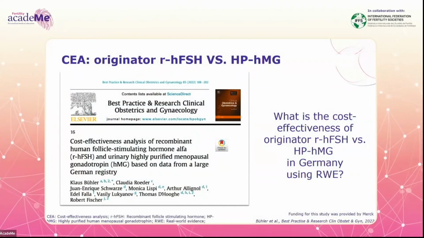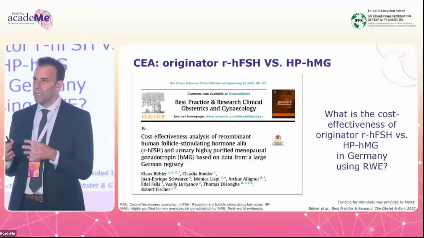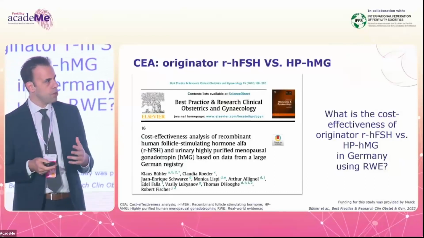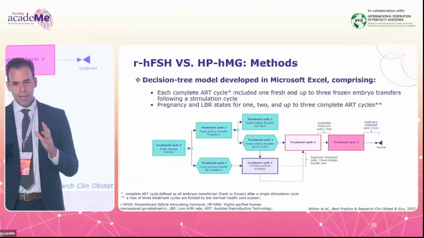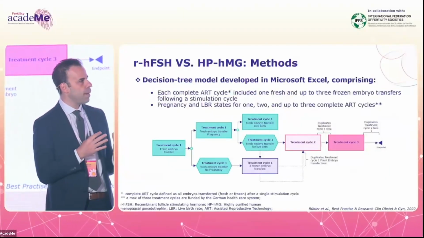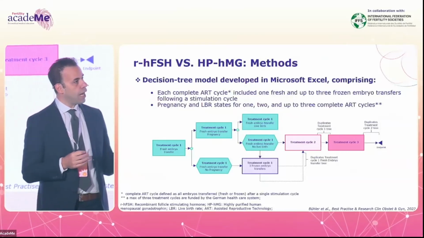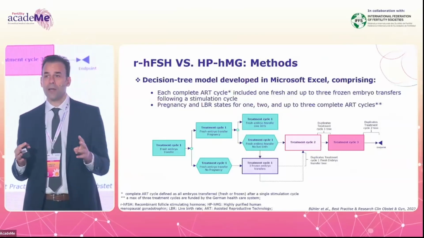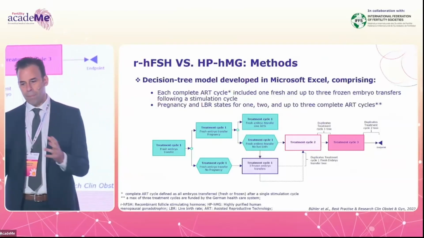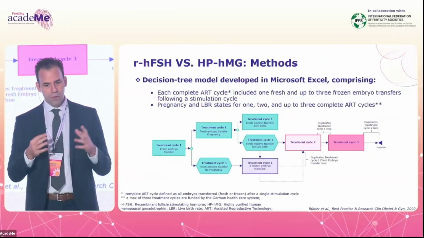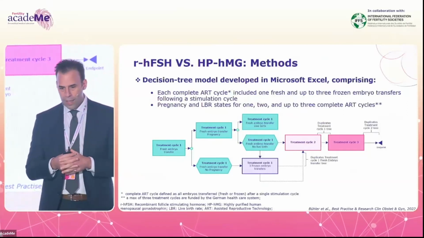a follow-up to a study they also performed on the same topic. And it is based on real-world evidence coming from Germany using the RecDate registry. And this cost-effectiveness analysis was based on a decision tree model which was developed to include up to 3 complete ART cycles. And by complete ART cycles, we mean at least 1 fresh plus up to 3 frozen embryo transfers following a stimulation cycle, which was assumed to be a reasonable scenario.